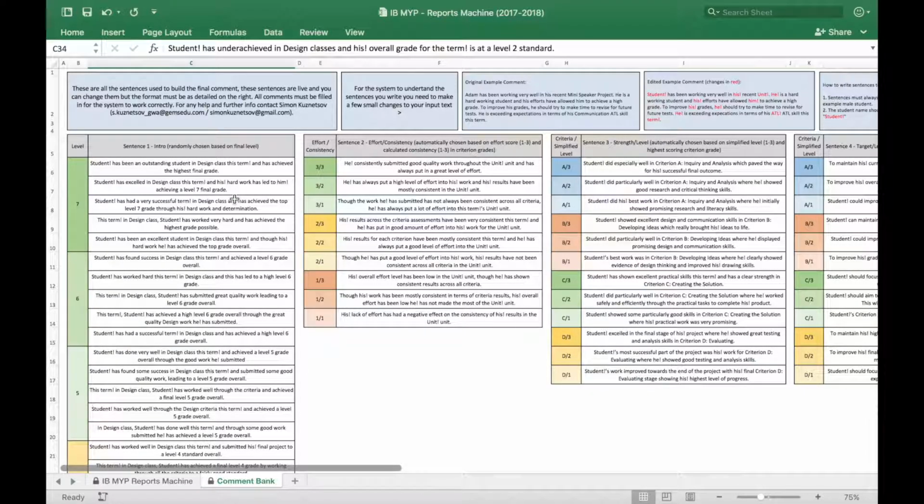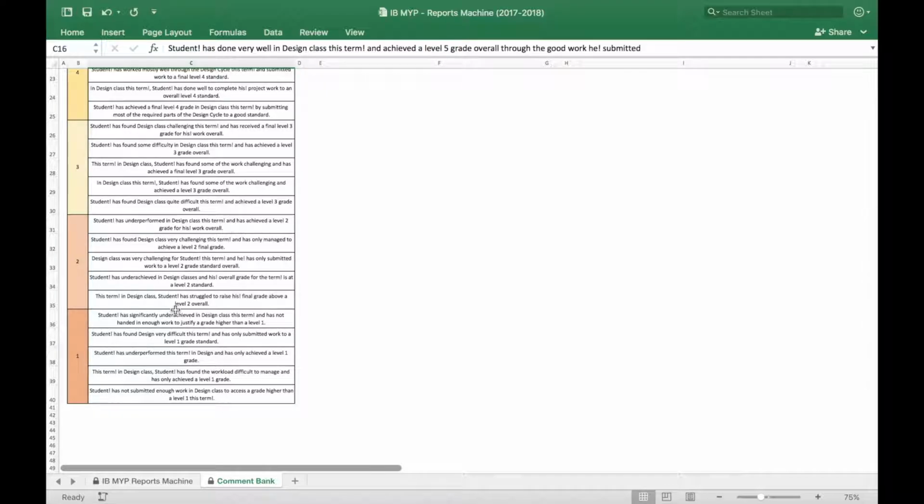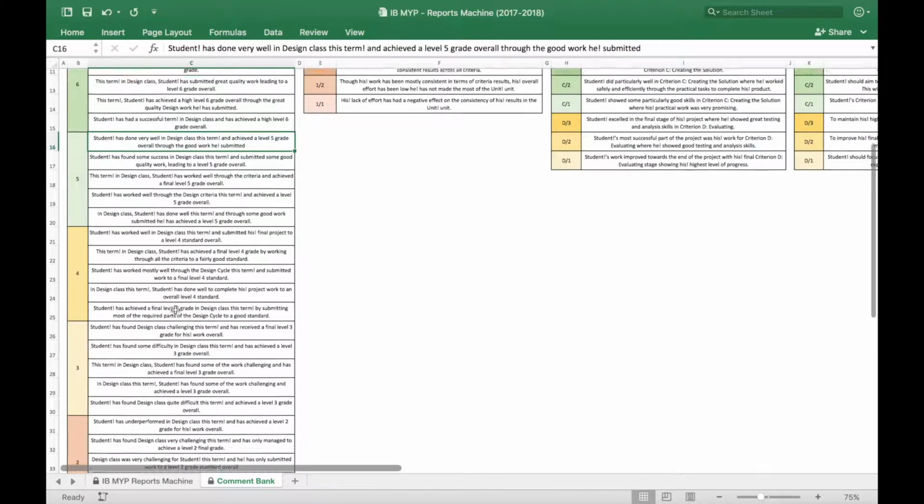For the first one, it is randomly chosen based on final level, which means we've got 5 comments for each level. So for a level 7 student, we've got 5 introduction comments. For a level 6 student, we've got another separate 5 comments. As long as you write these differently, or a different comment for each one, you will end up with quite a high chance that you won't get the same report twice.